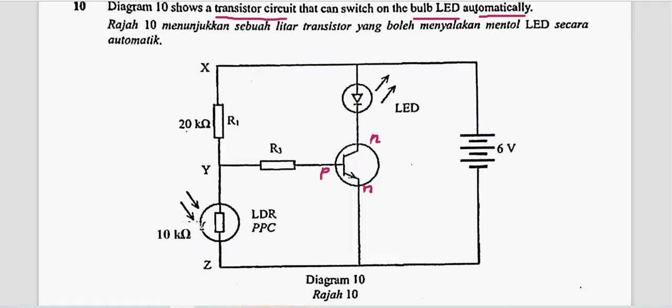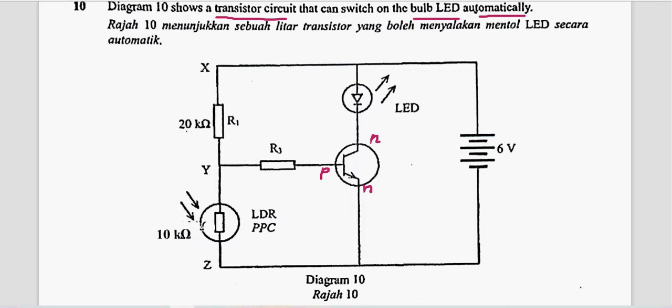In a transistor circuit, we have two circuits. This side is known as the base circuit, and this side is known as the collector circuit. Then look at this R1. This is a compulsory resistor that needs to be placed here. This resistor is used to limit the base current. You can also see this R1 and the LDR. These two resistors are actually acting as a potential divider.